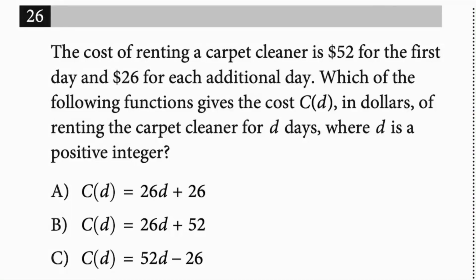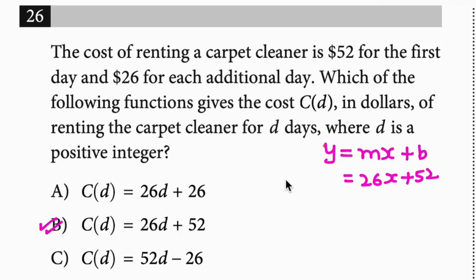Correct? Question number 26. The cost of renting a carpet cleaner is $52 for the first day and $26 for each additional day. Proper SAT curveball question. Whenever you see $26 for each additional day, the first thought is, okay, 26 is the rate of change. So y is equal to mx plus b is the right option here. And 26 is the rate of change and 52 is the initial value. And this is in our options, so that means I'm correct.